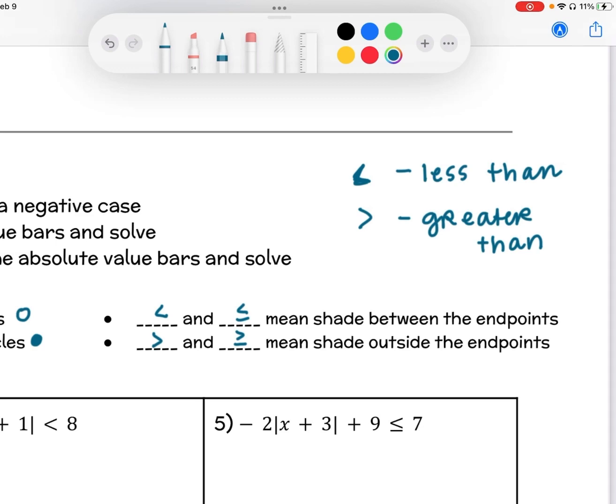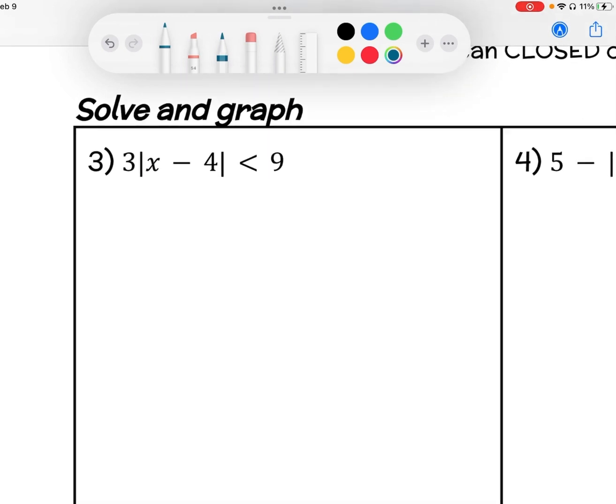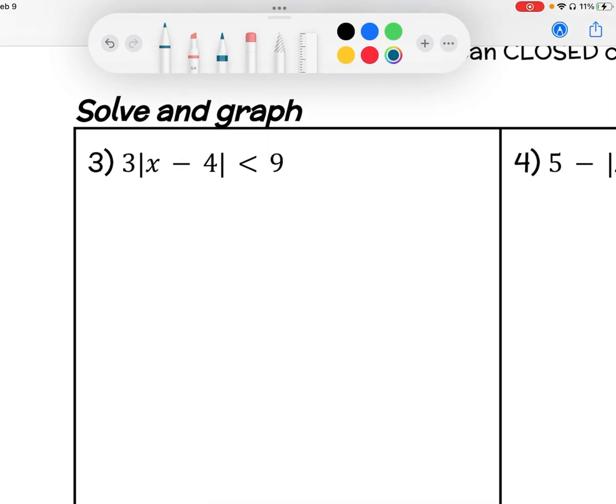All right, so we're going to go ahead and solve some examples. First thing we need to do is isolate our absolute value bars. Our absolute value bars are almost by themselves, except we have this 3 right here. So we're going to need to divide both sides by 3 to get rid of that. So we're going to have the absolute value of x minus 4 is less than 3.